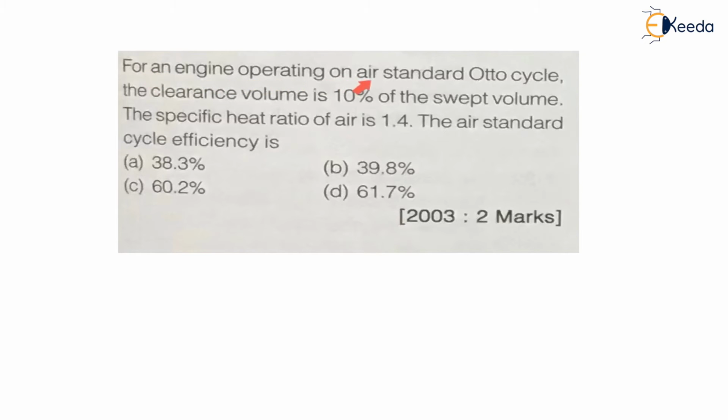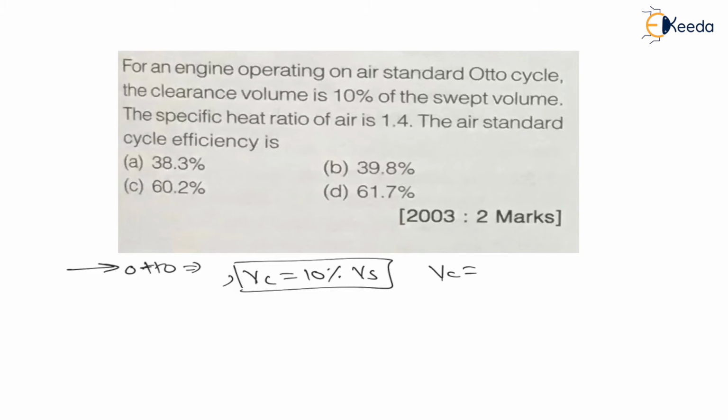For an engine operating on the air standard Otto cycle, in the examination you have to do calculations quickly. The clearance volume is 10% of swept volume. This is the first relation, meaning clearance volume is equal to 0.1 times swept volume. Now the specific heat ratio is 1.4, that means gamma is equal to 1.4. Then what is the air standard efficiency of this Otto cycle?